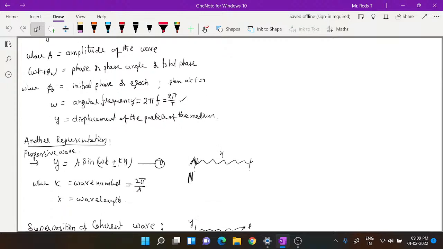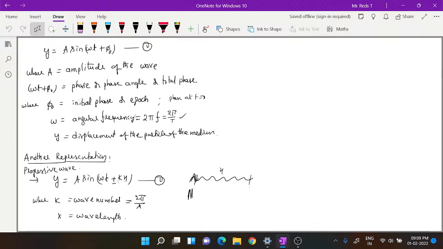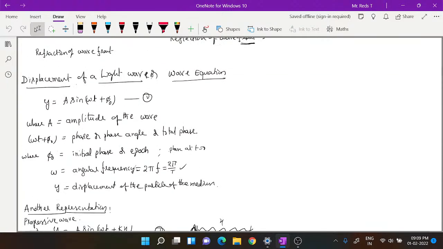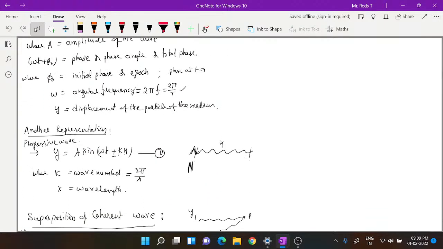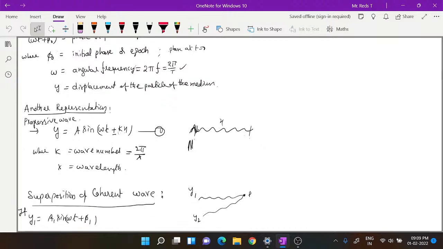Then, instead, we can also write this phi naught in terms of the direction of propagation. We can express this as y equal to a sin(omega t plus or minus kx). If the wave is traveling in the negative direction, we write plus kx; in the positive direction, minus kx. Here k is called the wave number. So why is it opposite for the positive x direction and the negative direction?